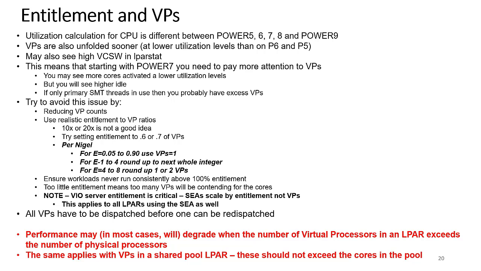The other thing to keep in mind is that every virtual processor has to be dispatched before one can be redispatched. So if you have 20 virtual processors, each one worth like 1 millisecond, every one of those has to be dispatched before the first one can be redispatched. You cannot have more virtual processors in an LPAR than the number of physical processors, and the same applies to the processor pool. If you do that, performance will degrade big time, because every virtual processor has to be dispatched before you can redispatch one, and if you don't have enough cores for that, whether it's in the pool or on the server, then there's always virtual processors waiting.